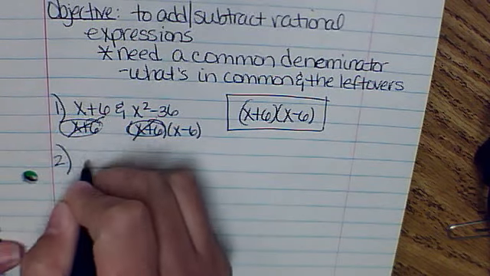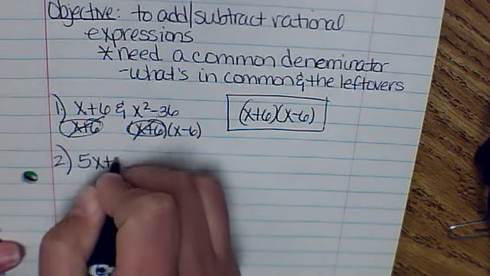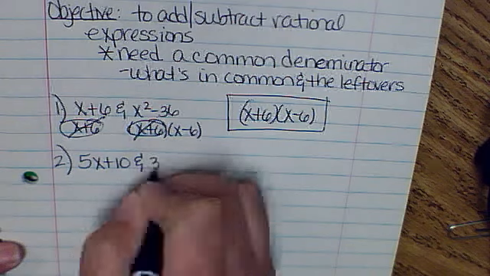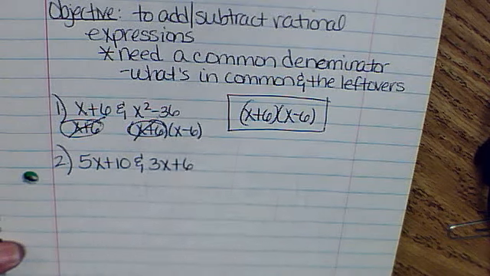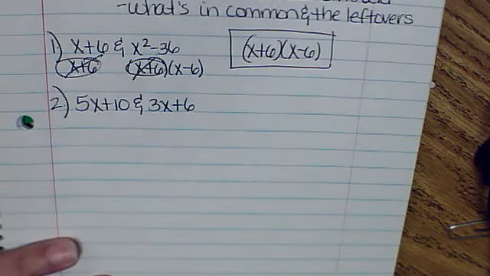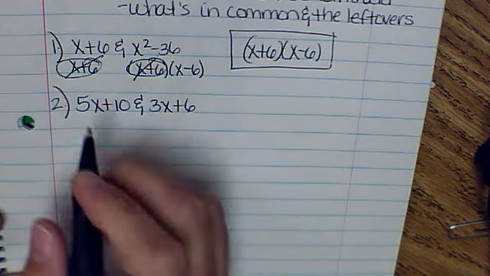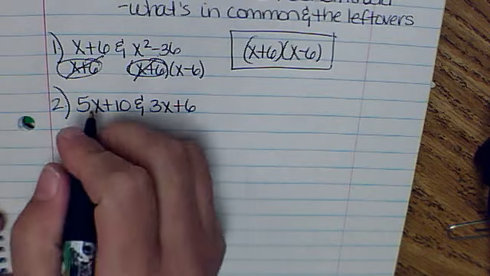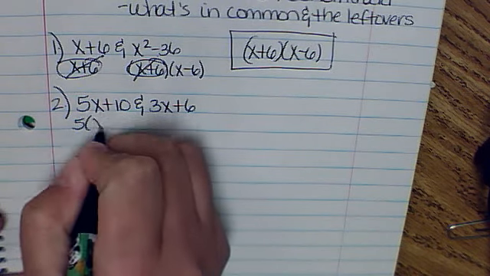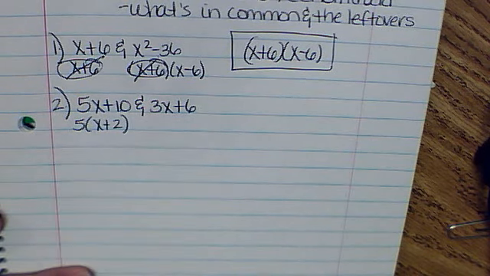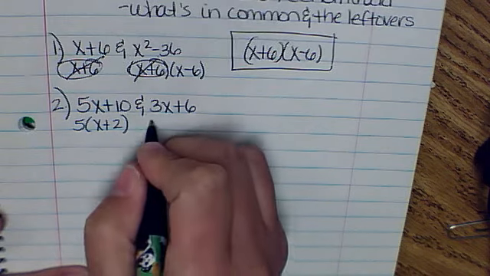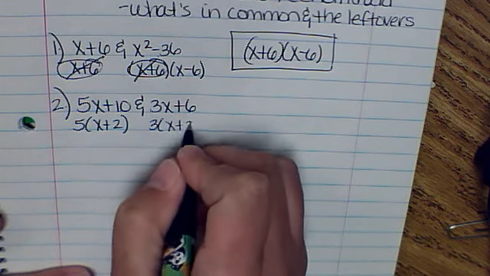So number 2, 5x plus 10 and 3x plus 6. So we have to try to factor. So to factor 5x plus 10, that's a GCF. GCF of 5 and 10 is 5, so 5 and x plus 2. 3x plus 6 is 3 and x plus 2.